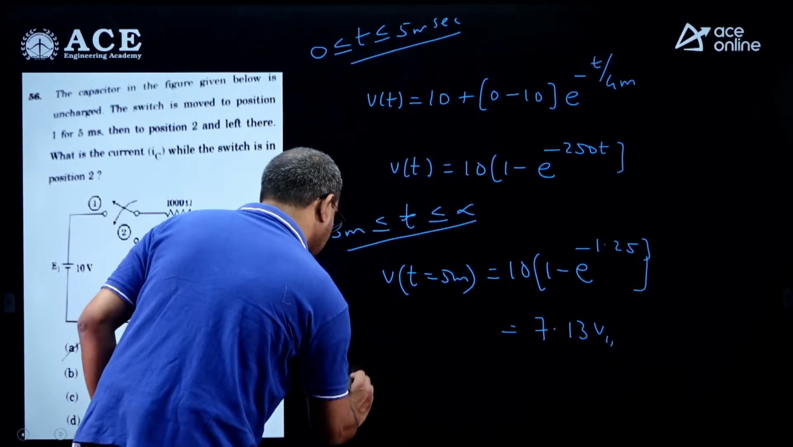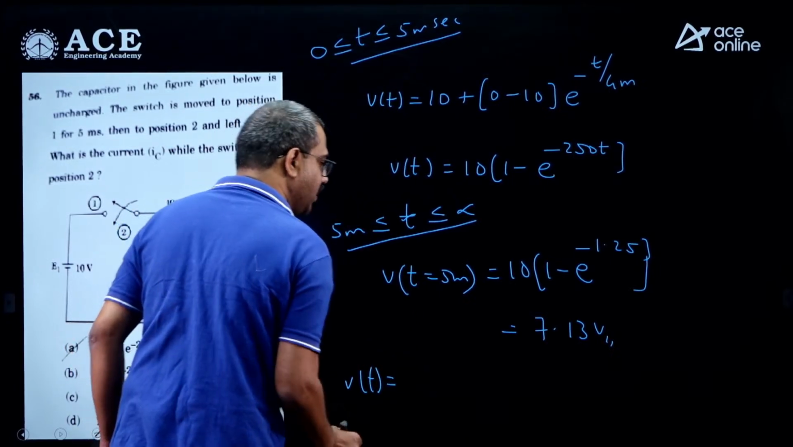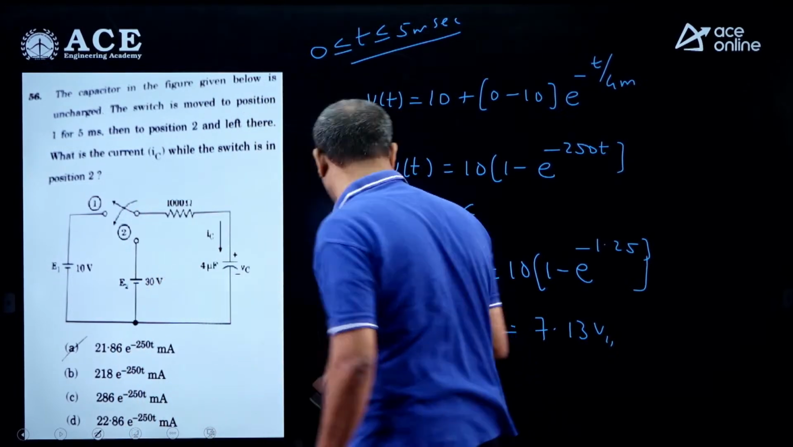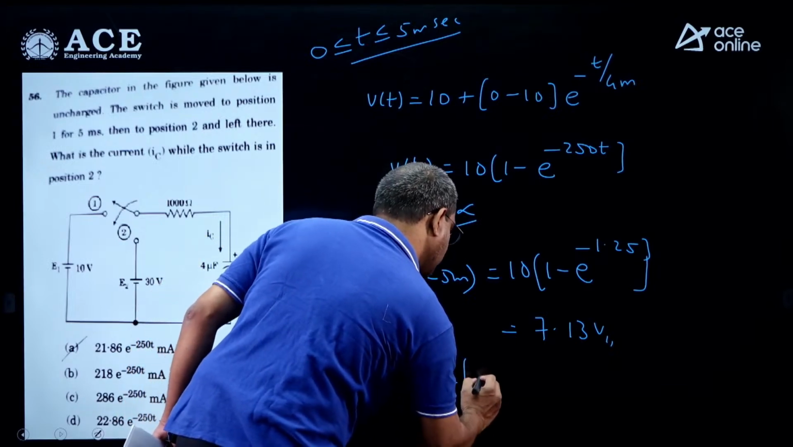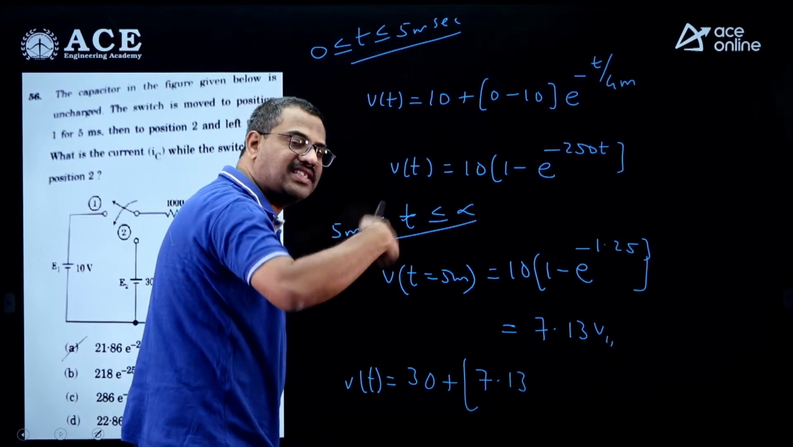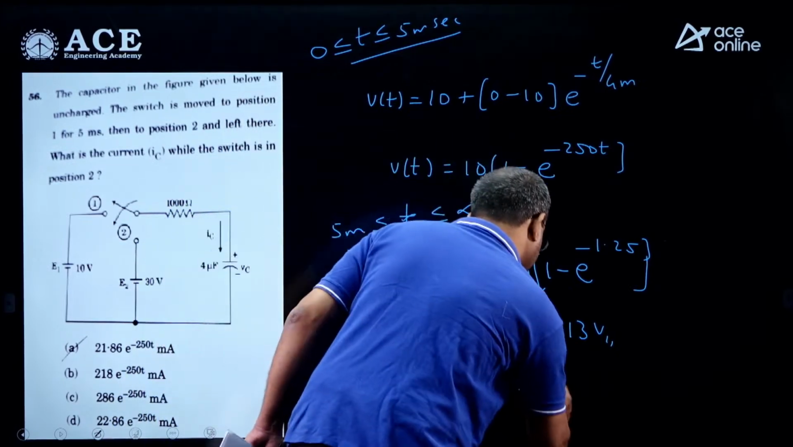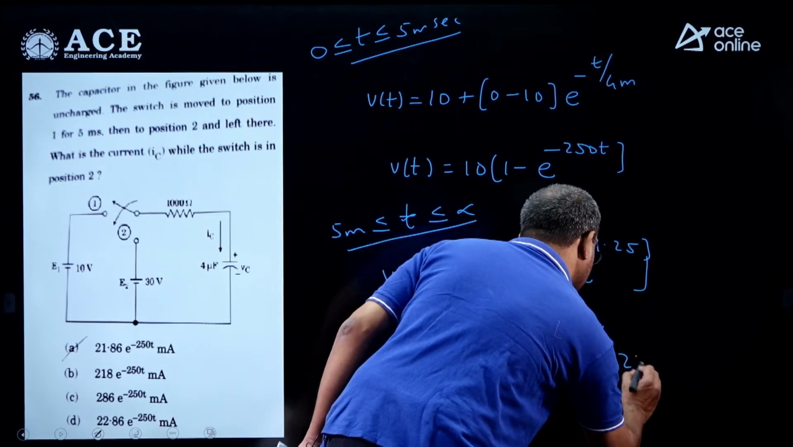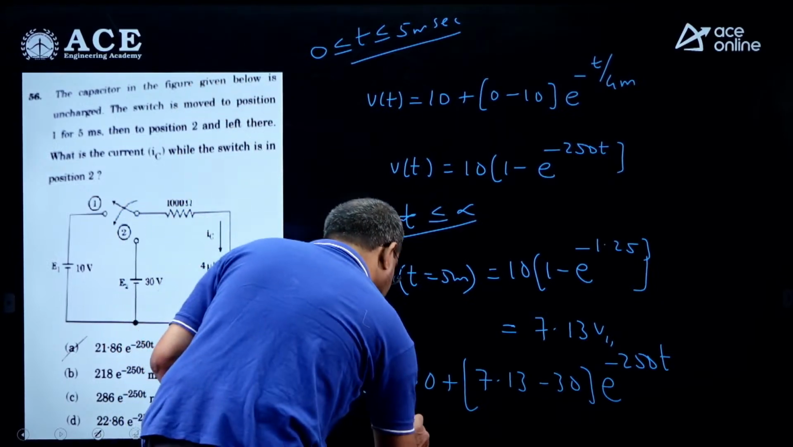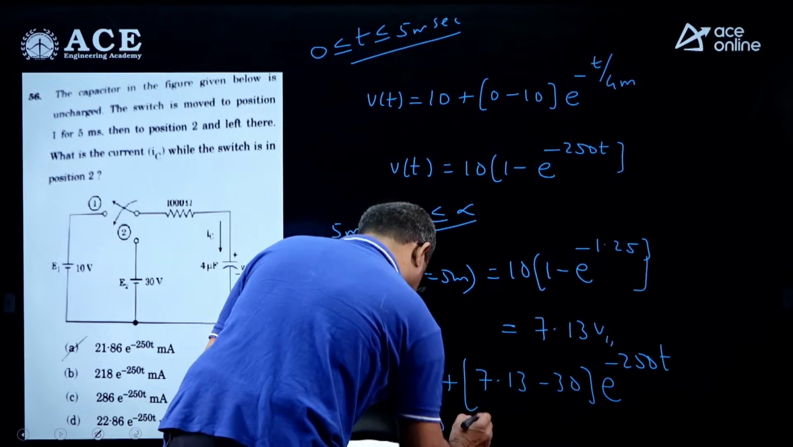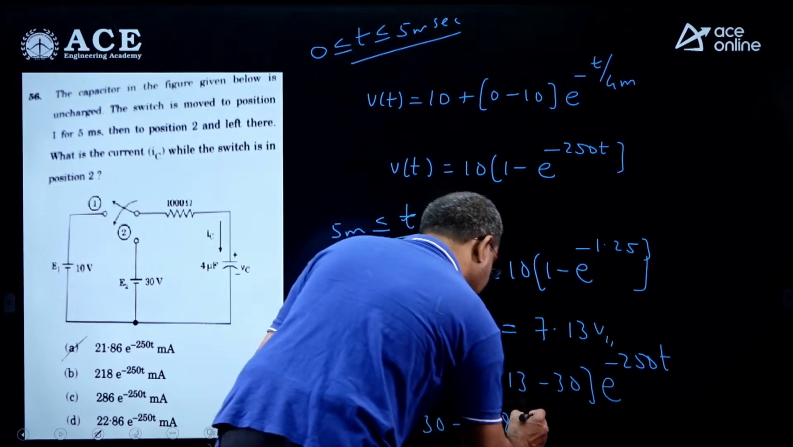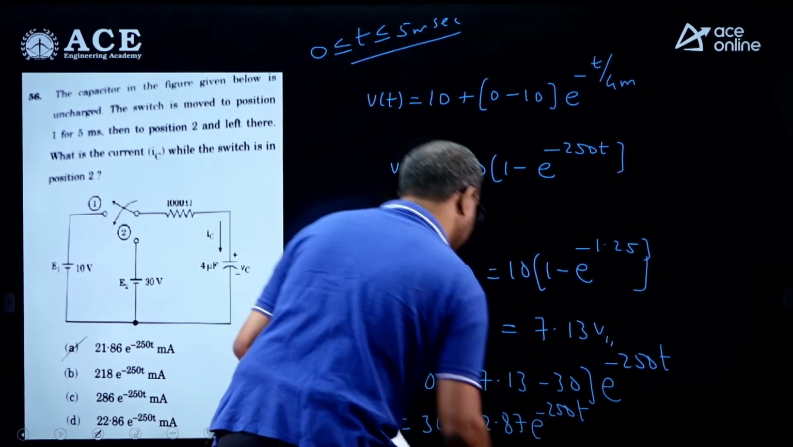Now I will write the expression for V of t for the second case. V of infinity again is how much? If you leave it at position 2, V of infinity becomes 30. So V of infinity plus V of 0, which is 7.13 because V of 0 means the voltage at 5 millisecond, the instant it is changed from position 1 to 2, minus V of infinity, e power minus 250 t. If you simplify, finally you will get 30 minus 22.87 e power minus 250 t. Okay, we got this.